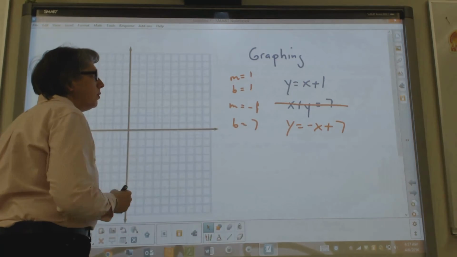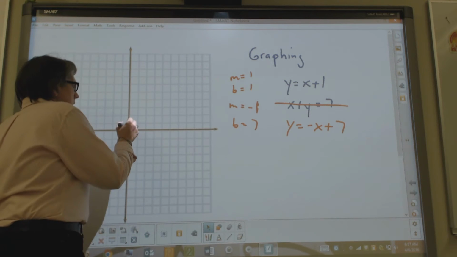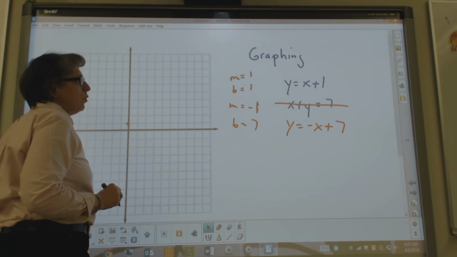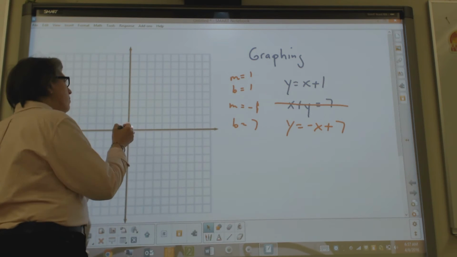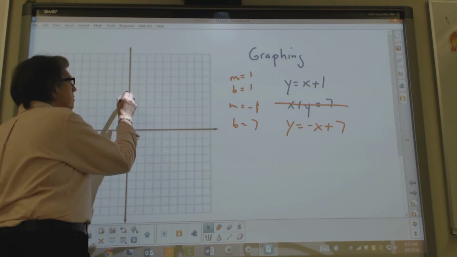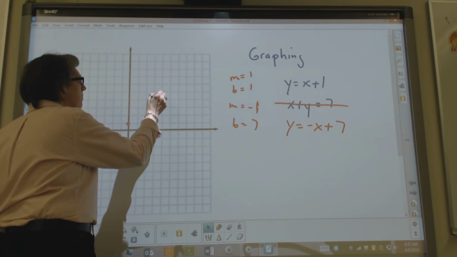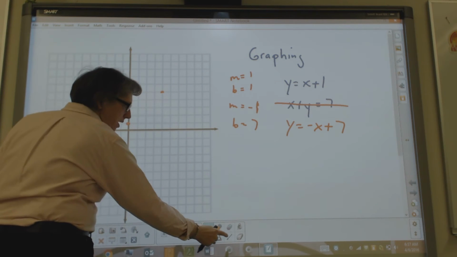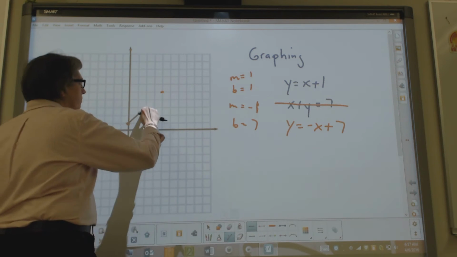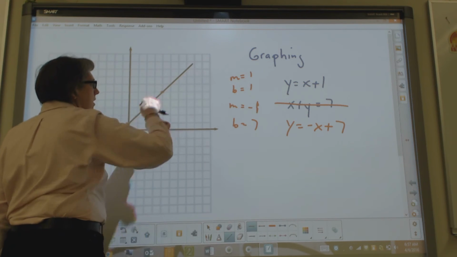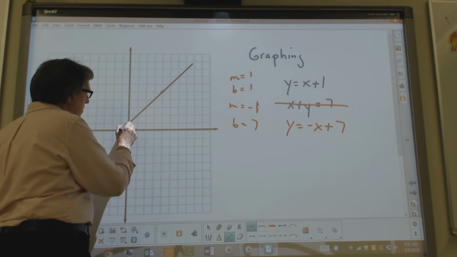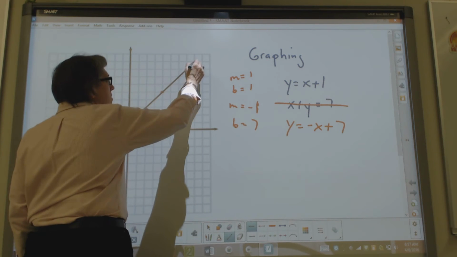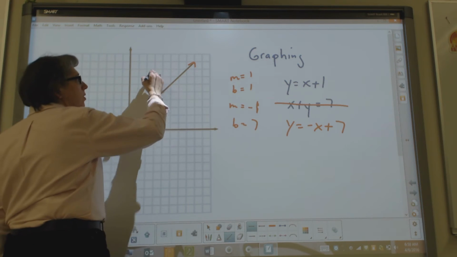So I'm going to come over here, I'm going to say, okay, my y-intercept is 1 for the first one, and my slope is 1, and I'm going to make it easier. I'm going to go 4 over 4 again. 1, 2, 3, 4, 1, 2, 3, 4. I've got enough of a slope so I can draw it. Remember, you have to put the arrows on the end, and we have to label our graph.